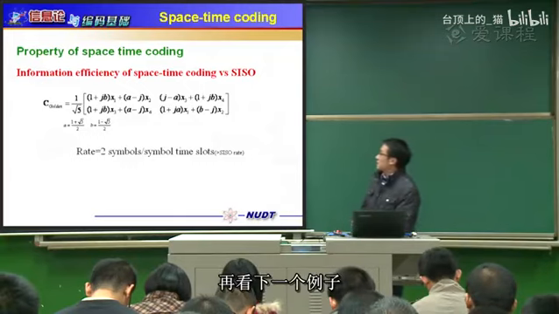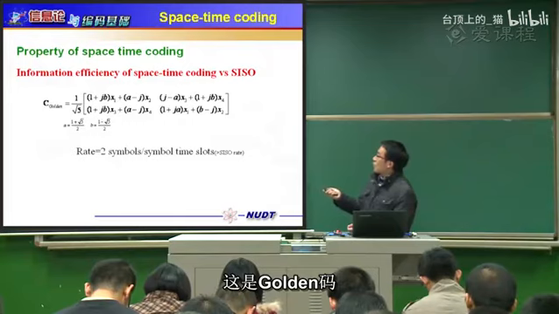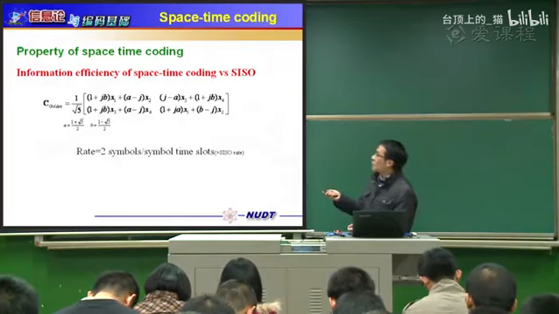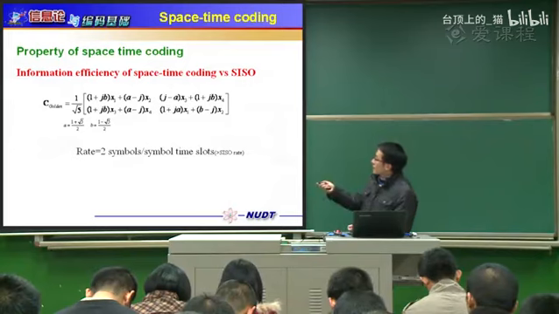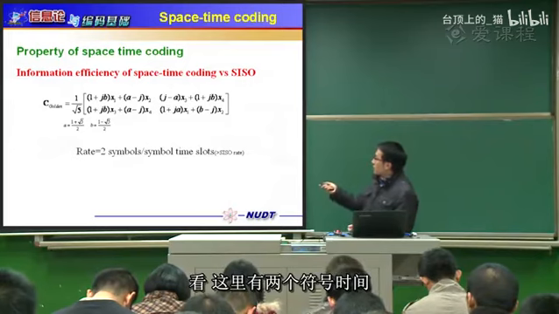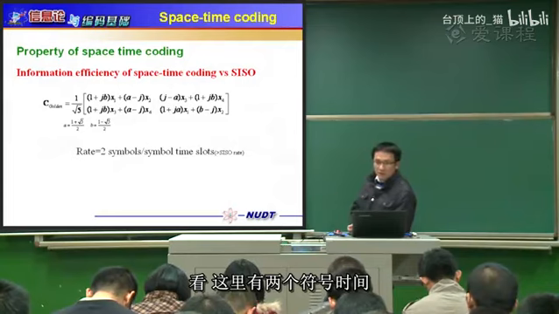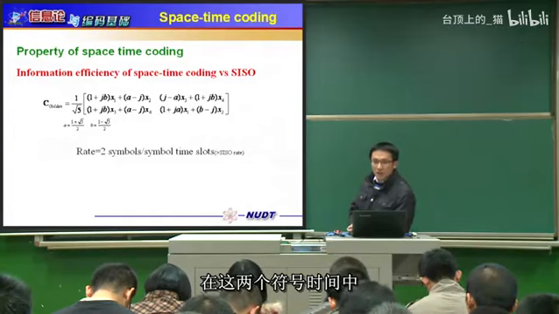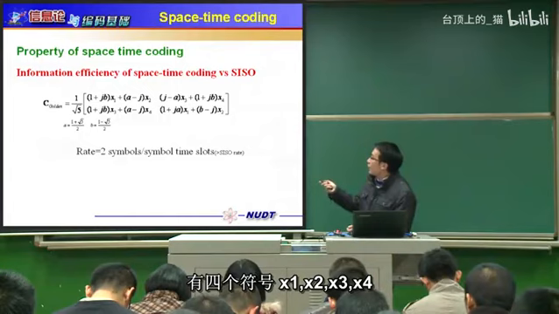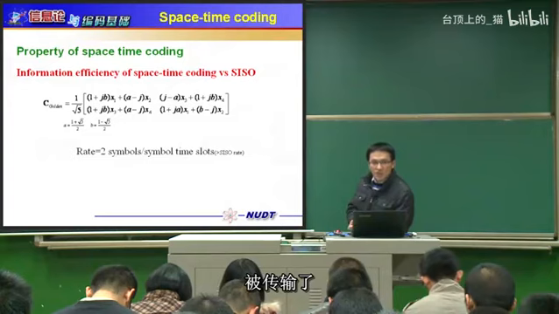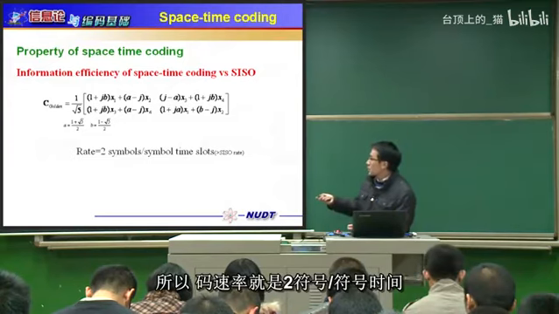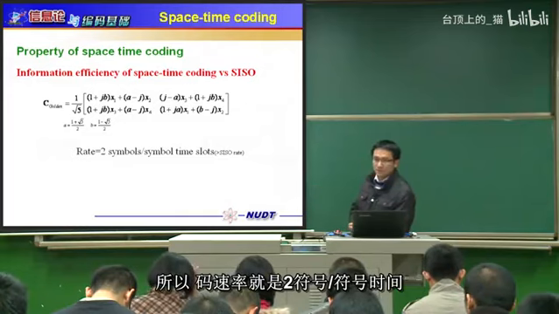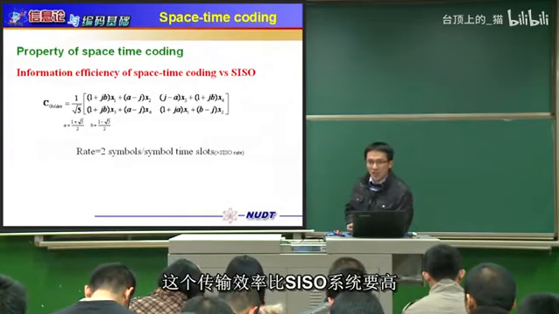Okay, let's see another example. This is a code, the golden code. There are also 2 symbol time slots. But in the 2 symbol time slots, there are x1, x2, x3, x4. There are 4 symbols transmitted. So the rate is 2 symbols per symbol time slot, which is a rate more than that of the single-antenna system.